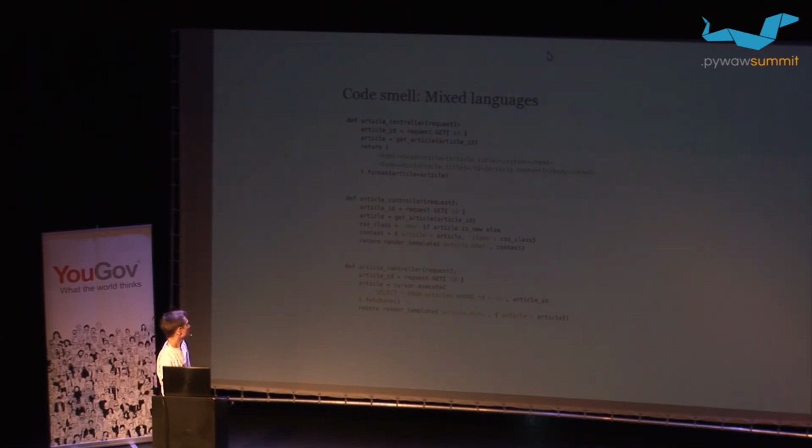And the last one, here we mix SQL with Python. We should instead have a separate function for getting the articles, like in the previous examples.